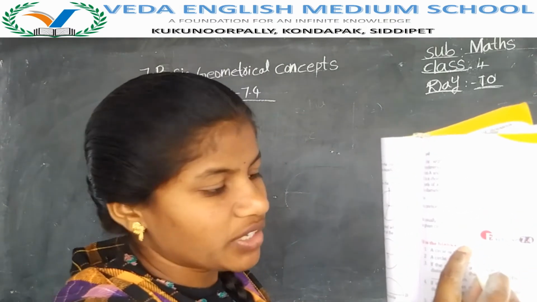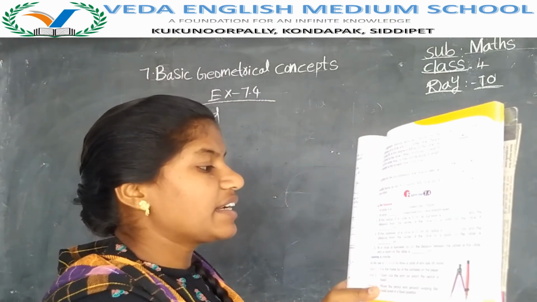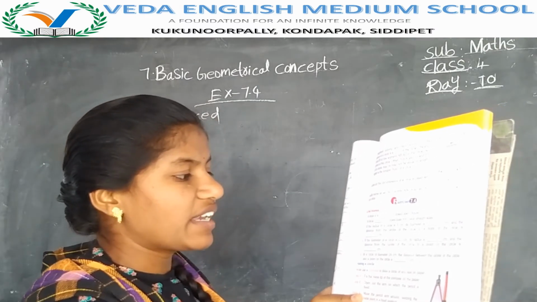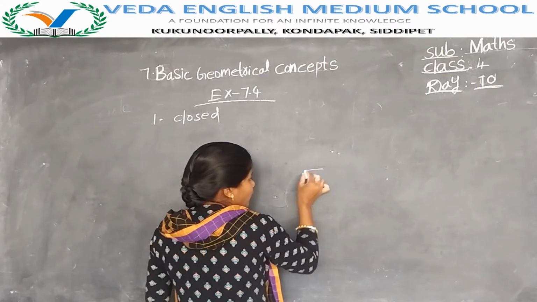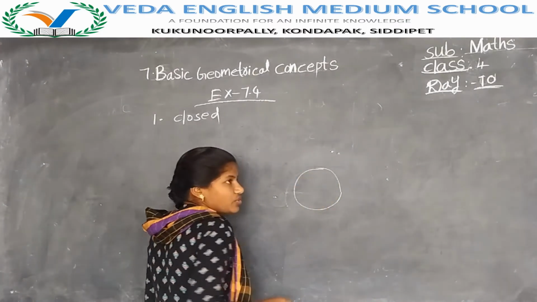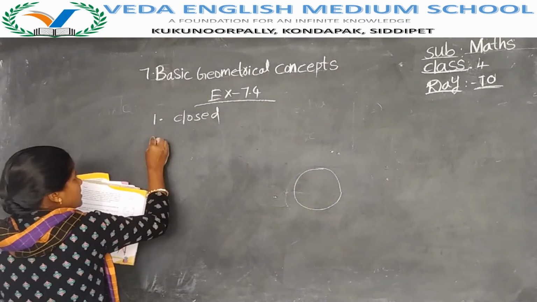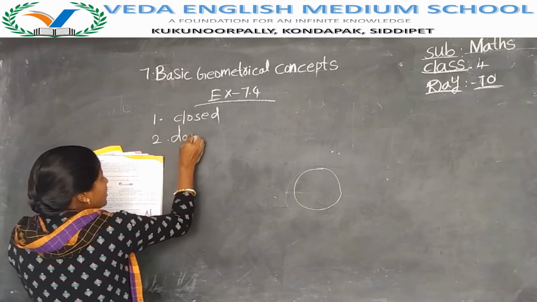You have to write closed figure. Next, second one. A circle does or does not have straight lines. A circle does not have straight lines. While you are drawing a circle, are you using straight lines here? No. So does not. You have to tick for does not, right? Does not, you have to write in the fill in the blanks.